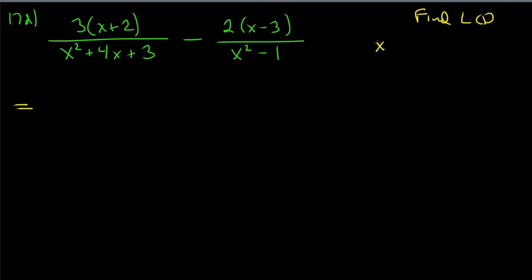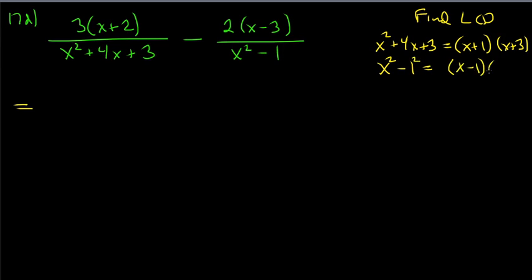So the two denominators are x squared plus 4x plus 3. When you factor that, you just get x plus 1 times x plus 3. And the other denominator is x squared minus 1, and that's just a squared minus b squared, right? So x minus 1 times x plus 1. So our LCD has to include all three of these factors, x minus 1, x plus 1, and x plus 3.